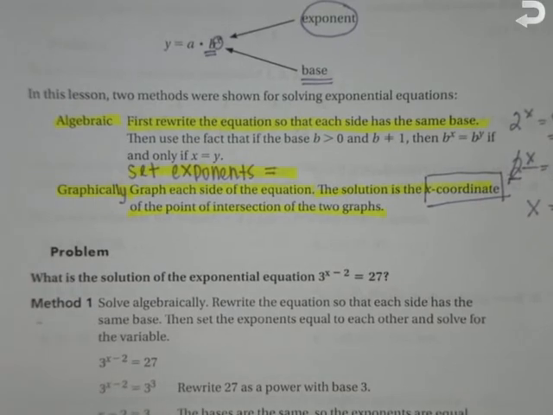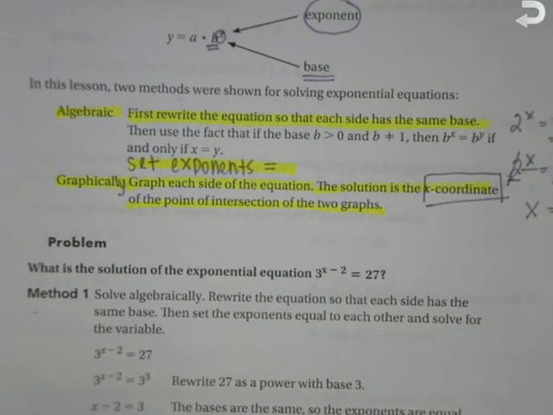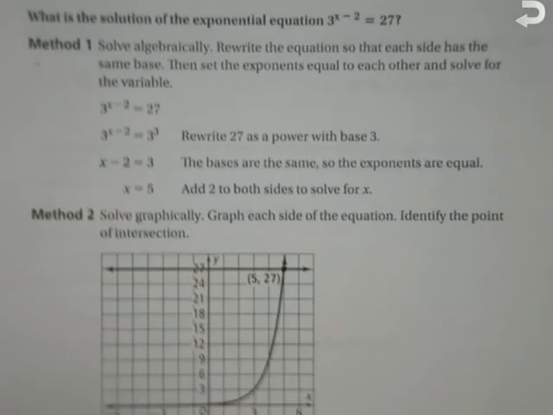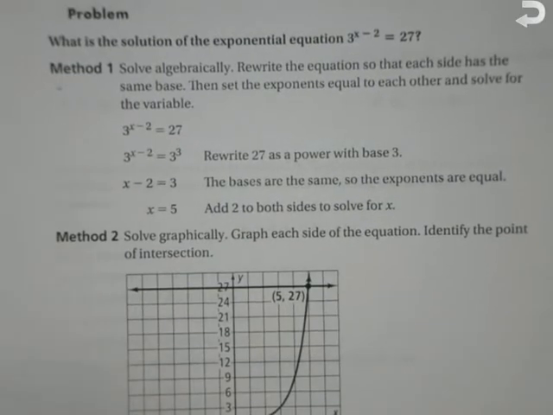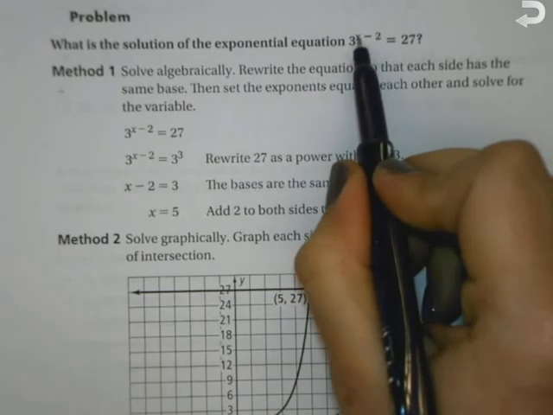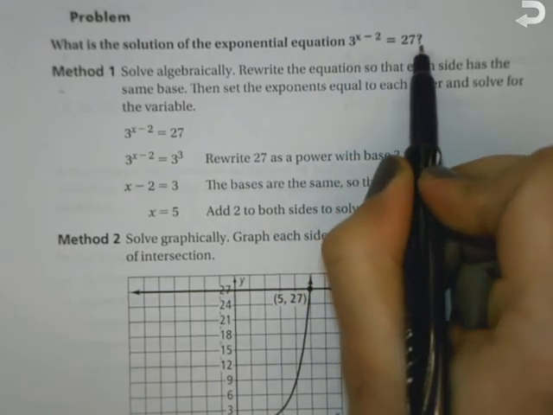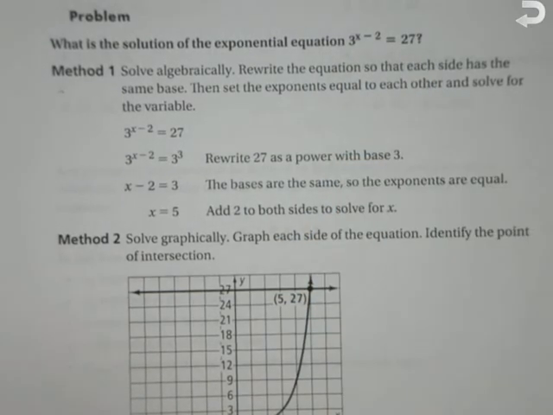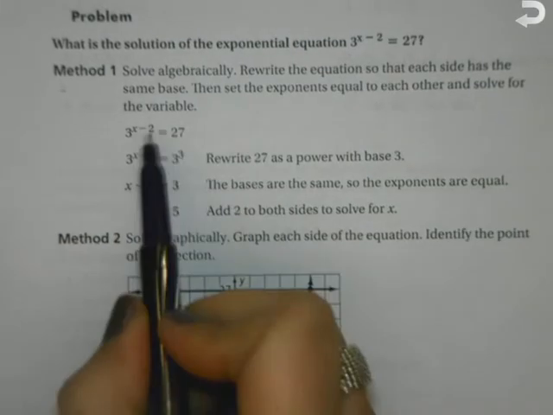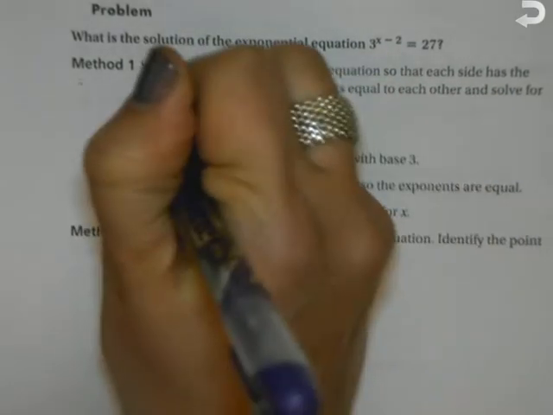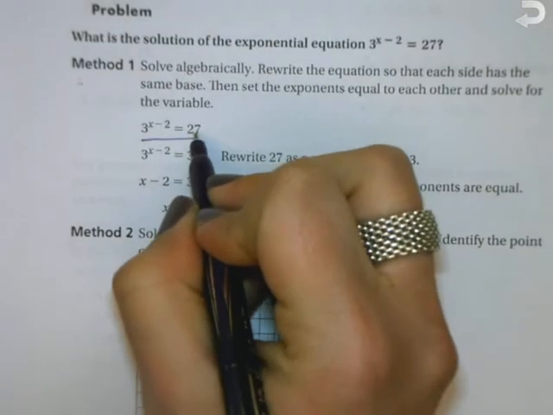So then we're going to read through the example below, although they did all the work for us, and then we're going to do some example problems together. So right below. What is the solution to the exponential equation 3 to the power of x minus 2 equals 27? So the first method we're going to use is solving algebraically. So they have the problem rewritten down here. Now 27 is 3 to the what power, guys?